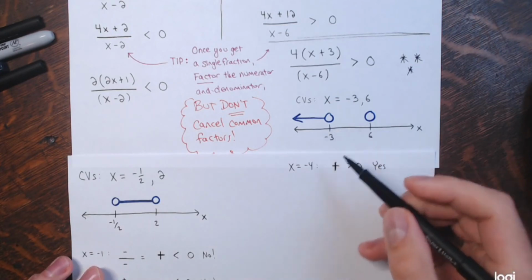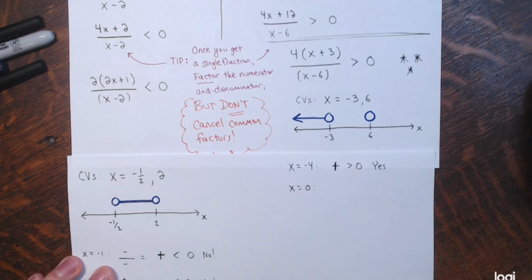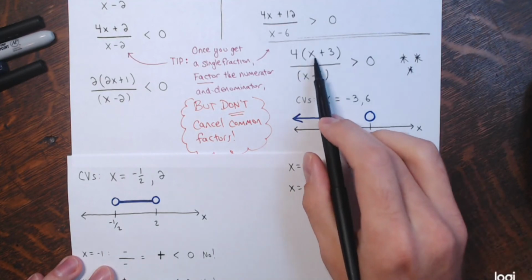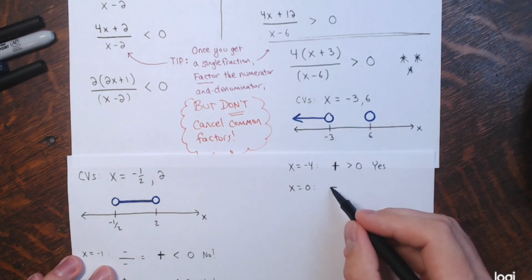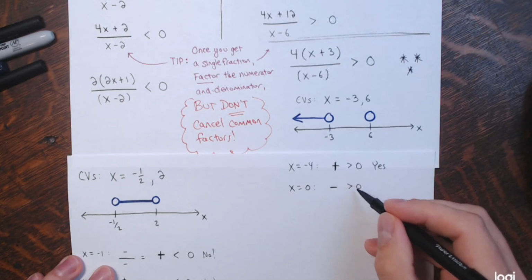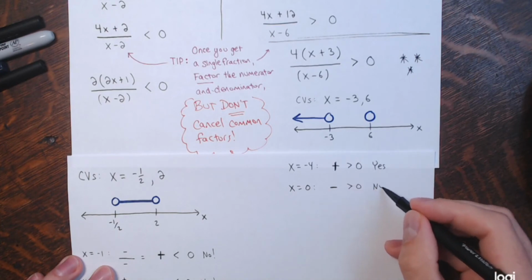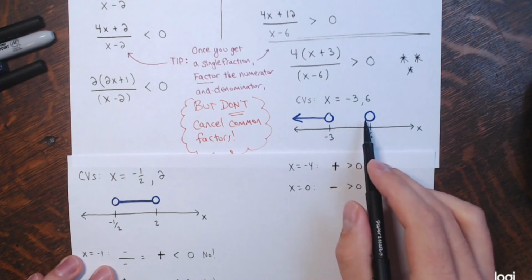Between -3 and +6, how about 0? The numerator would be positive, denominator would be negative, so the number on the left would be negative. And is that greater than 0? Is a negative number greater than 0? No, it's not. So leave that interval blank.